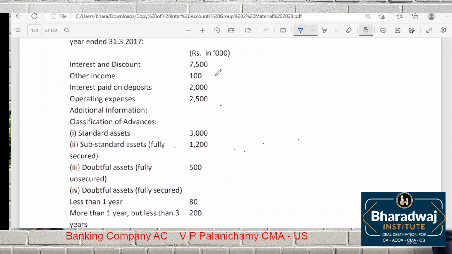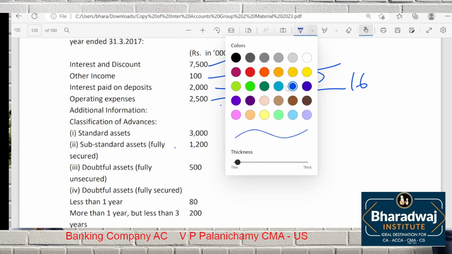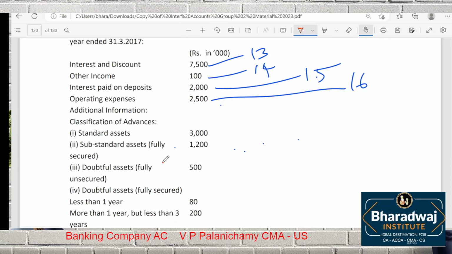It's a simple question. Interest will come in. Hope you tried it, then continuing here. 13. Other income, 14. Interest paid on deposits, 15. Operating expenses, 16. Directly it is given to us. Classification of assets. We have to create provision for bad debts based on the classification of assets. Standard assets, how much percentage? 0.4%.